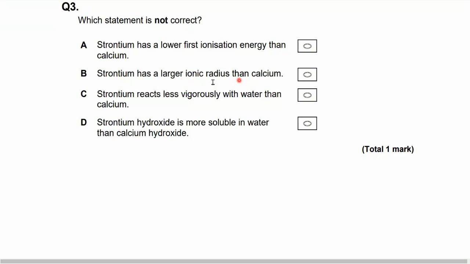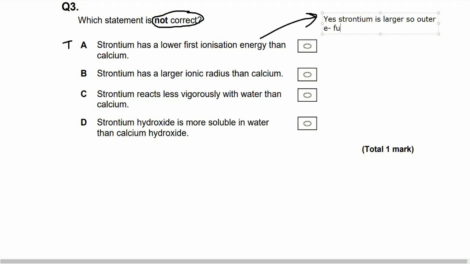Strontium has a lower first ionization energy than calcium. Strontium has a larger ionic radius than calcium. Strontium reacts less vigorously with water than calcium. Strontium hydroxide is more soluble in water than calcium hydroxide. Let's check them out. First up, which statement is not correct? Well, the first one is true. Strontium has a lower first ionization energy than calcium. Yeah, it's going to require less energy to remove the electron in strontium.